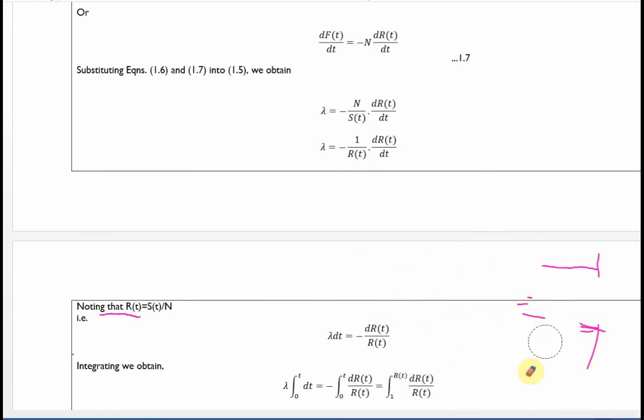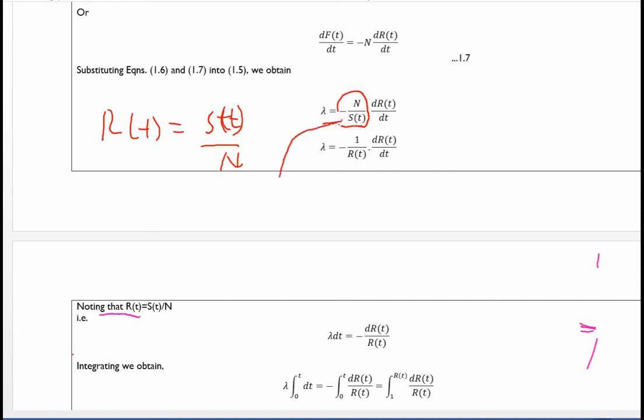We now have that our lambda is equal to this equation, having substituted 1.6 and 1.7 into 1.5. Now mind you, our reliability R of t is equal to S of t upon N. But watch this part of it. It's like the reciprocal. Instead of S of t upon N, we have N upon S of t, which means this part of the equation is the same as 1 upon reliability, the reciprocal. And this is what we are having here. Very basic manipulation there.